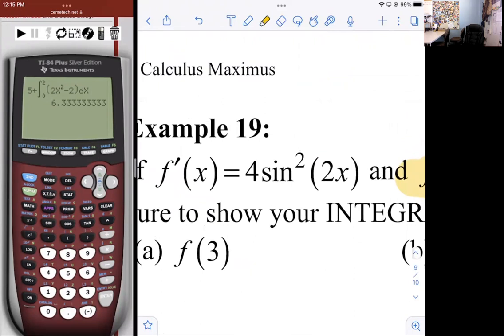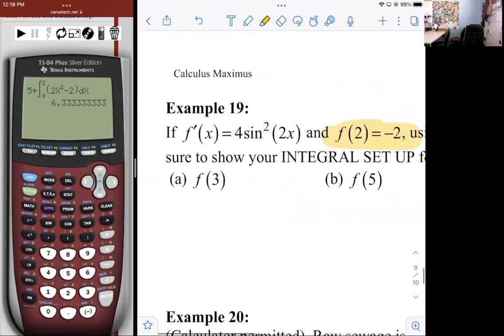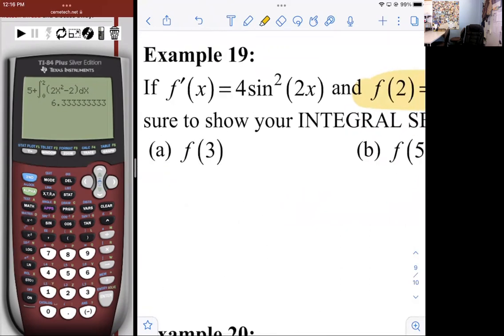We don't know what that is yet. And even later, when we do know what it is, you would have to use a power reducing identity to turn sine squared into a cosine of something. So it's not going to be fun. So let's see if we could do it using a definite integral.